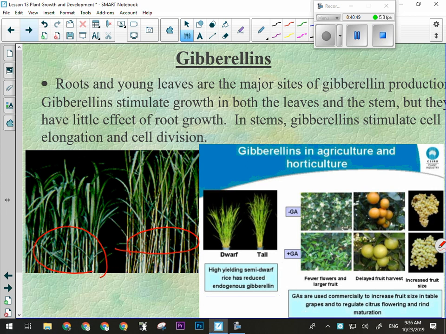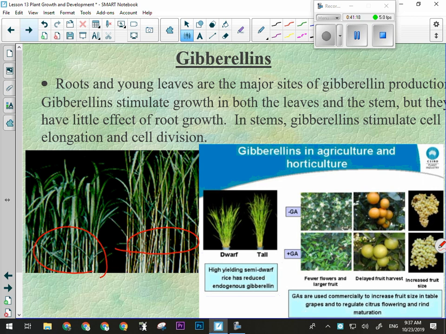Gibberellins will help the cells to get longer, but they won't help with any girth. They won't make the stem get wider. Right? If you grow really tall and you don't get wider to support that, eventually the rice plants just fall over. Foolish seedlings grow too fast and they fall over, and they die. Whereas normal rice plants would have both primary, that's upward growth, and secondary growth happening at the same time.